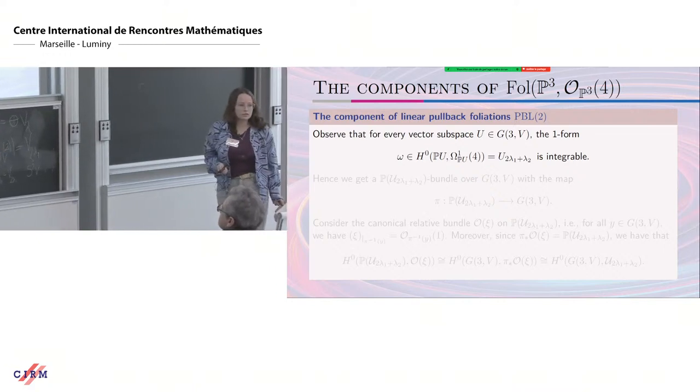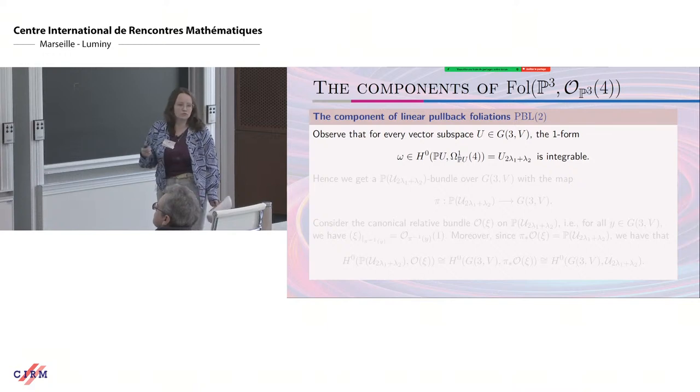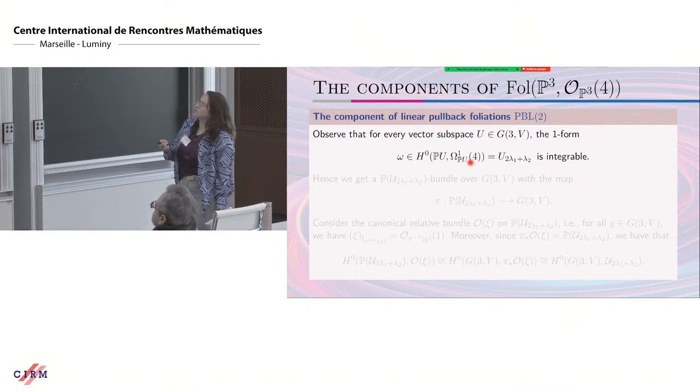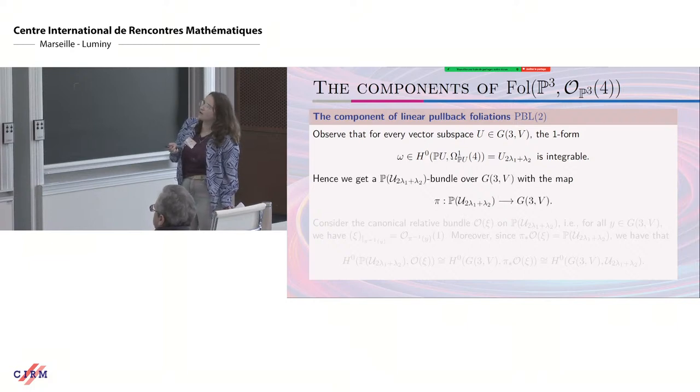So now I want to study the component given by pullbacks of foliations on P2. We consider a vector space U of dimension 3 in V; remember, our V is C4. So P(U) will be P2, and then every one form on P(U) will be integrable. We can also compute the corresponding representation, which will be the one given by the highest weight 2 lambda 1 plus lambda 2. Then we can do this with every vector subspace in the Grassmannian of three-planes in V, and we get a bundle over the Grassmannian of three-planes in V.